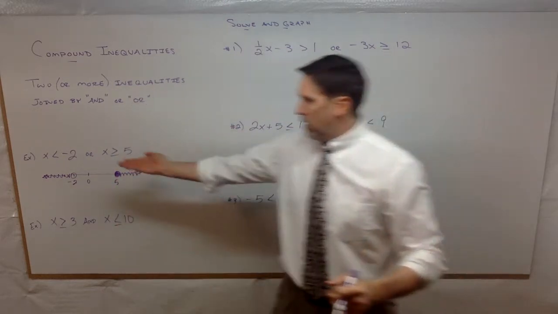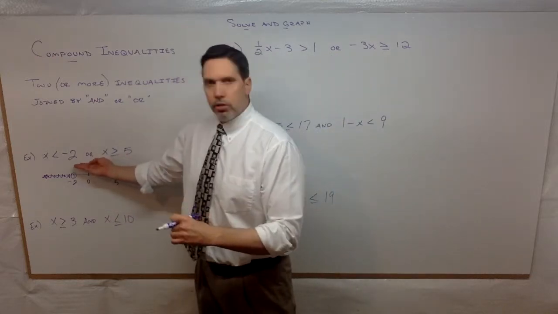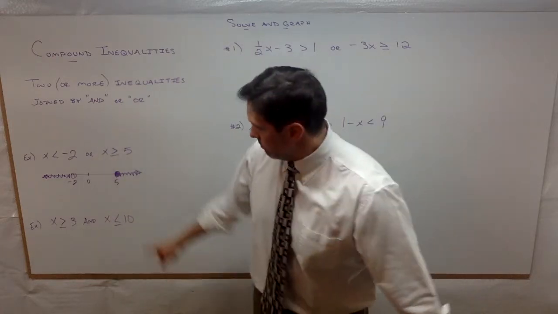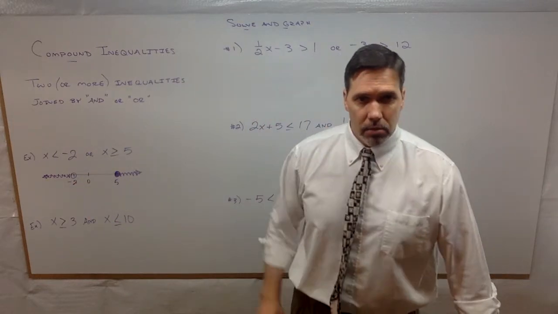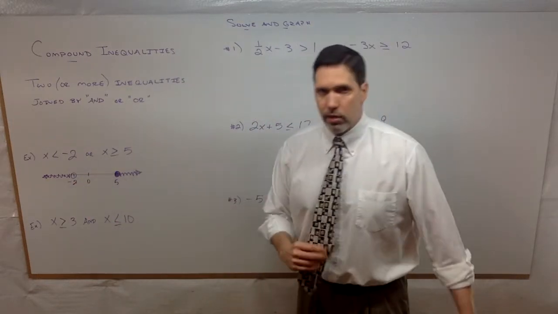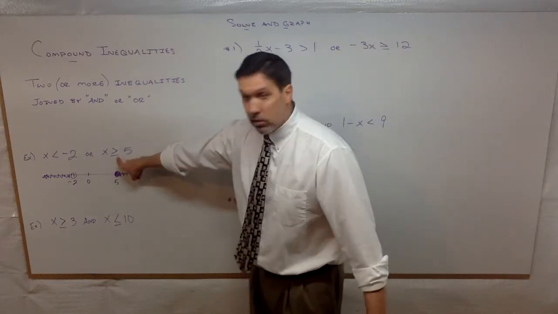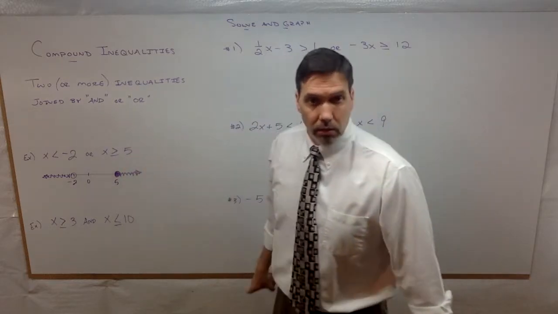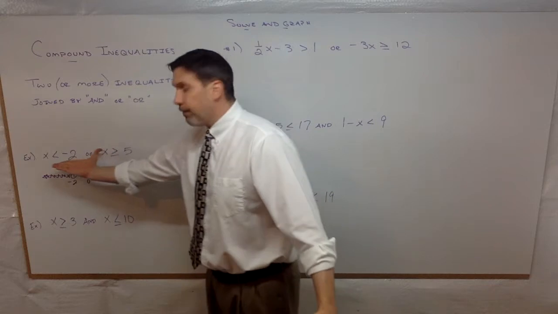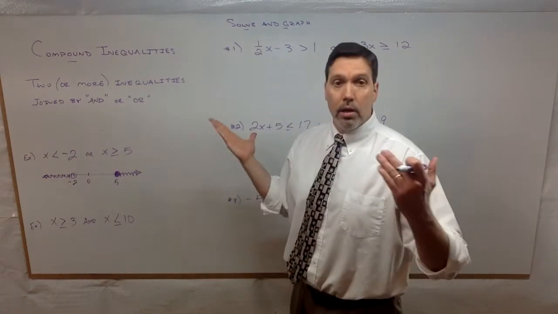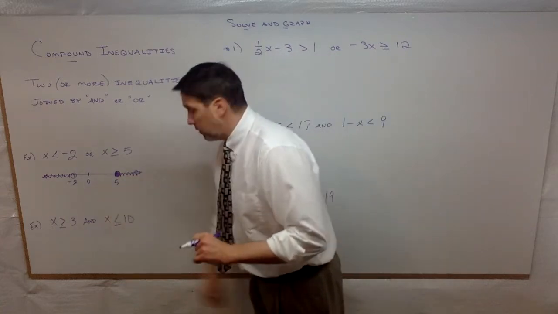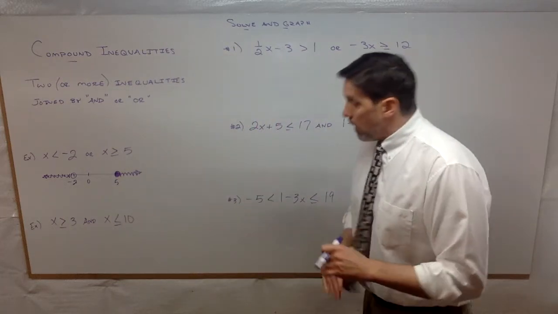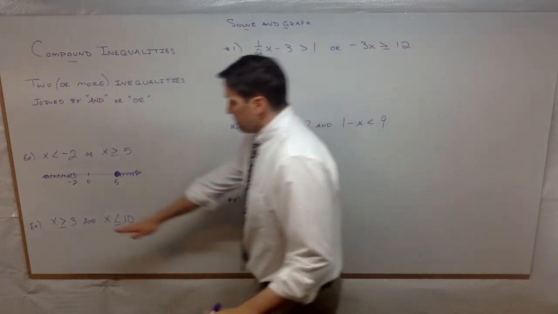So someone might say, well, one of the solutions to this is -7. And you're correct, because -7 is less than -2. Someone else might say, well, I think +7 is a solution. Well, yeah, it is. +7 is greater than or equal to 5. As long as it qualifies as one of these two, it is a solution to the compound inequality. So we get a statement that looks like this. Right? Now compare that to an "and" statement.